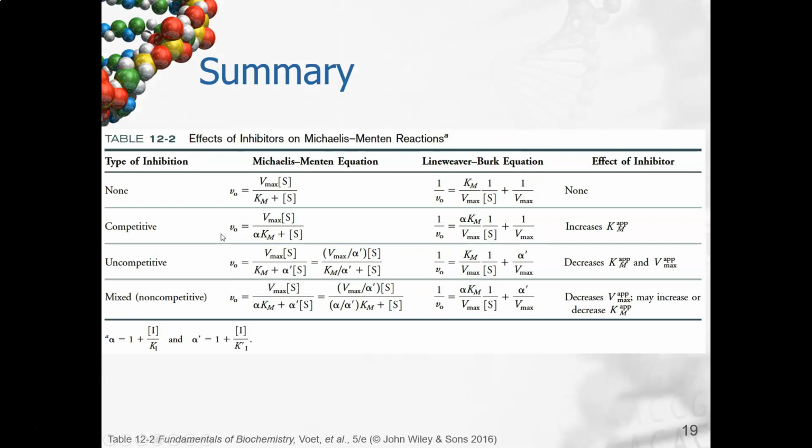So here is a summary of all of these equations. Here's the Michaelis equation, here's the Lineweaver-Burk equation. This shows the effect of the inhibitor. In this, the authors use Km apparent or Vmax apparent. Sometimes I've seen Vmax with an I. It means the same thing. That's the notation that you use when the Km or the Vmax changes in the presence of the inhibitor.